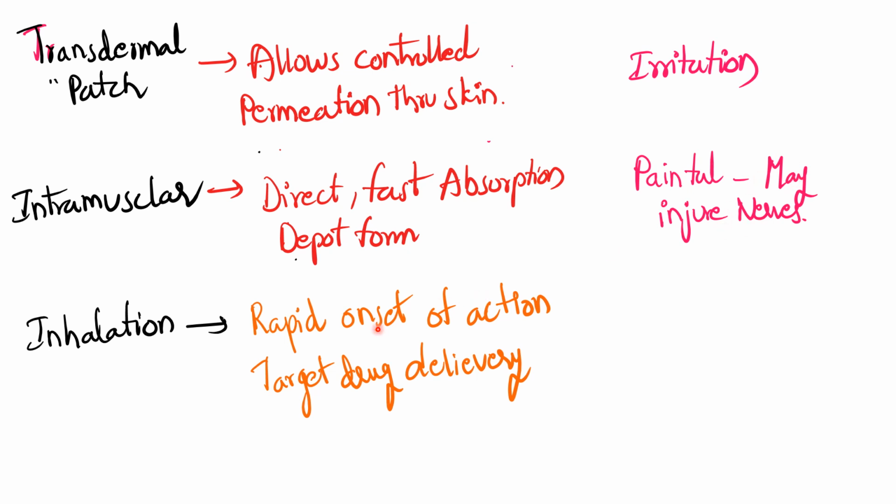Inhalation. In inhalation, for example, albuterol is a medication that can be inhaled. This medication is delivered directly to the lungs where it reaches the target sites. This route is used for medication that needs to be delivered directly to the respiratory system.